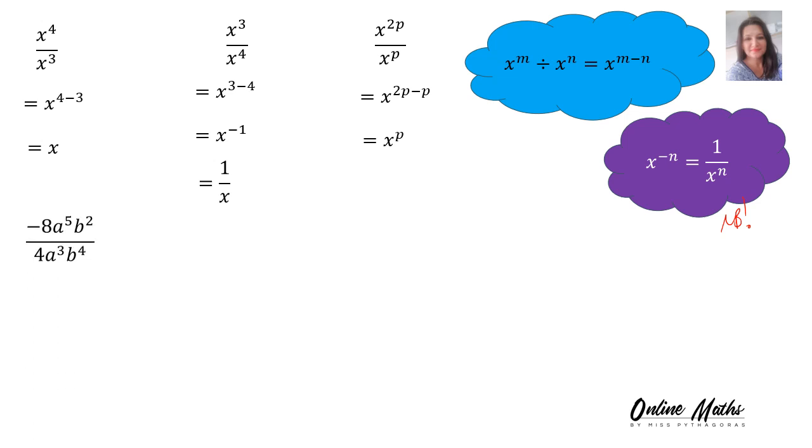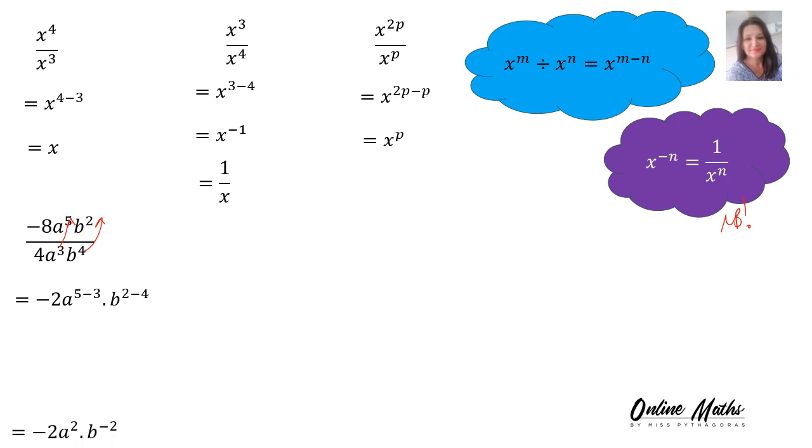On this one, with the coefficients, the numbers in front of the variables, we will just deal with it like a normal sum, and we will say negative 8 divided by 4 is negative 2. And then what happens on the exponents is on a, it's a to the 5 minus 3. So this 3 will go up and become negative, and b to the 2 minus 4. So the 4 will go up and become negative.